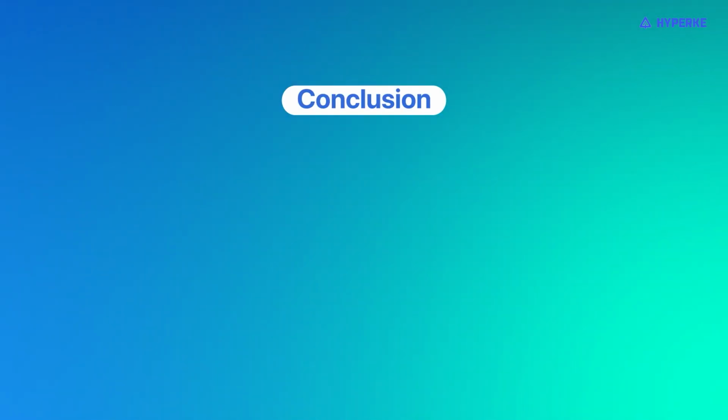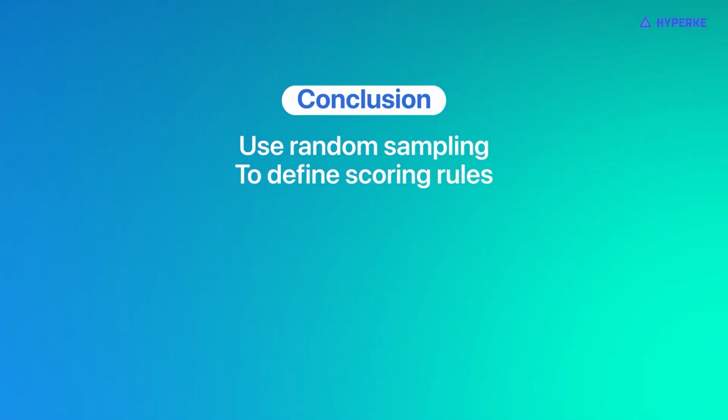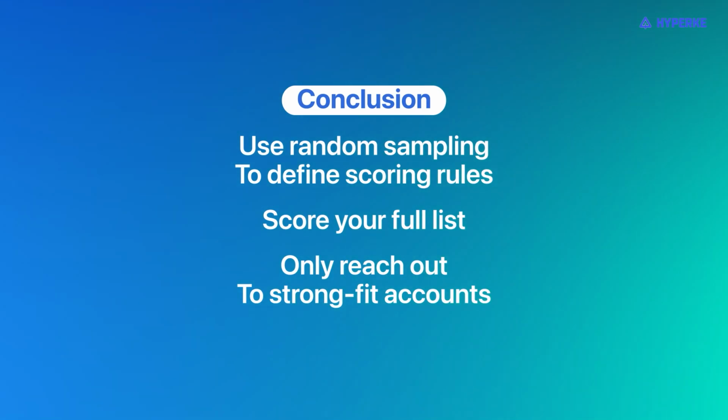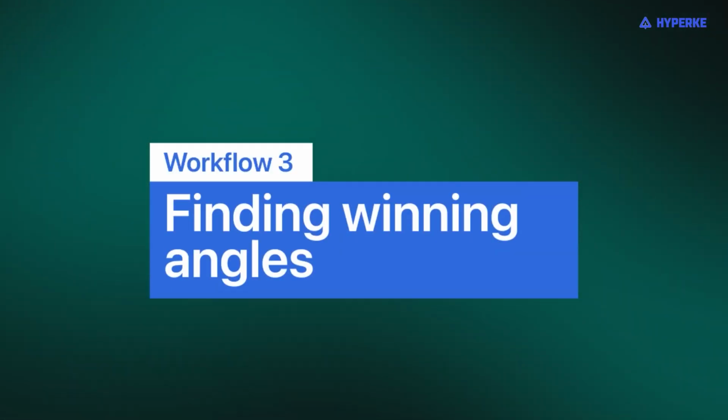So the big conclusion from this is use random sampling to come up with the scoring rules. Once you're happy with the scoring rules, score your list and only reach out to accounts that are decidedly good fits. Workflow number 3, discovering the best angles for your list.